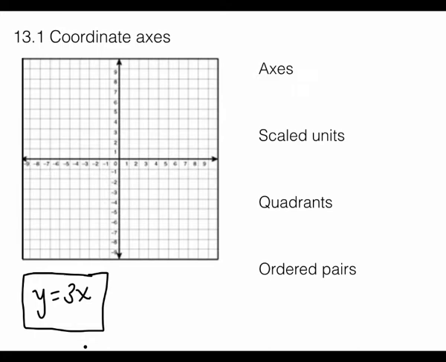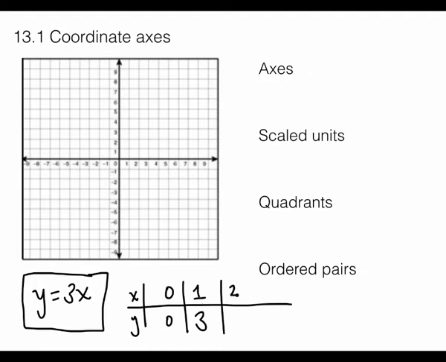I could easily do that first by starting with a couple of points, right? So I could create a table of values. So when x is 0, for instance, what is y going to be? 3 times 0 is 0, okay? When x is 1, how large will y be? 3 times as large as 1 is 3, okay? When x is 2, how large will y be? 6.